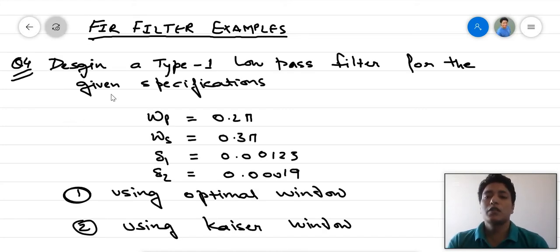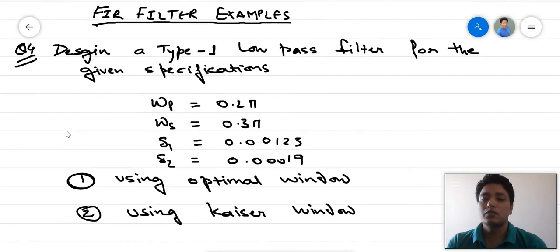The given question is: design a type 1 low pass filter for the given specifications, that is omega p equal to 0.2 pi, omega s equal to 0.3 pi, delta 1 given as 0.00123, delta 2 given as 0.00019. First by using optimal window, second by using Kaiser window. Then we will start the solution.